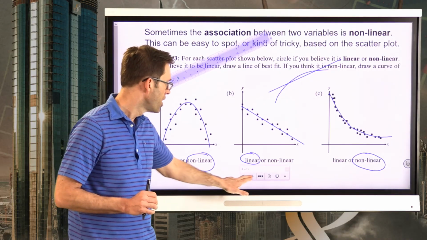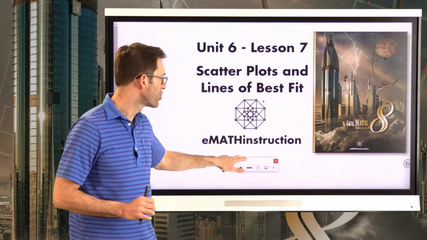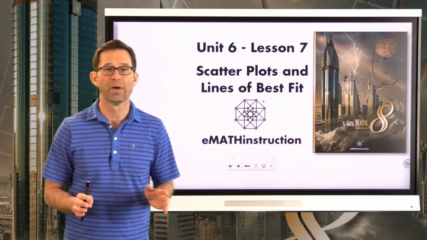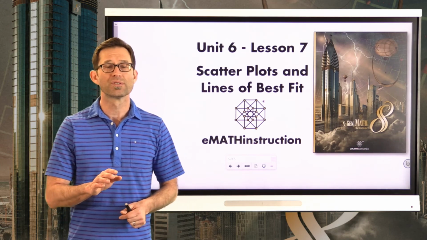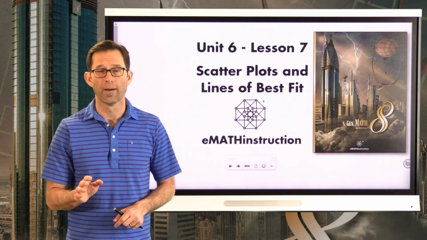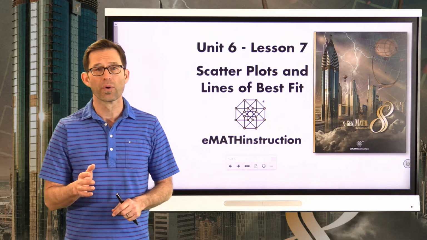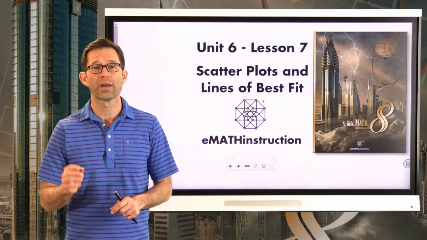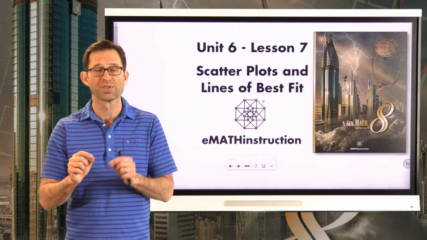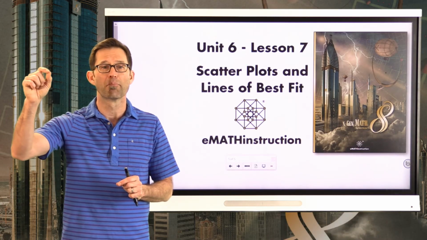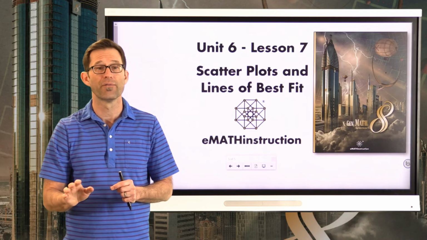All right, so a nice simple introduction to scatter plots and lines of best fit. People do scatter plots and lines of best fit all the time, and they do it because data is messy. It's very rare in the real world that you can go out and you can find an association between two variables where the data lies along a perfectly straight line. That is very, very rare.